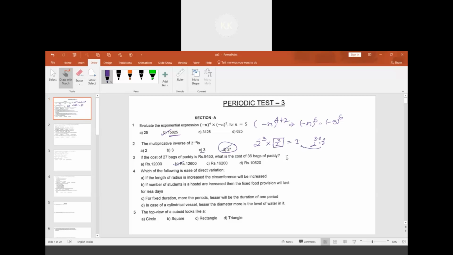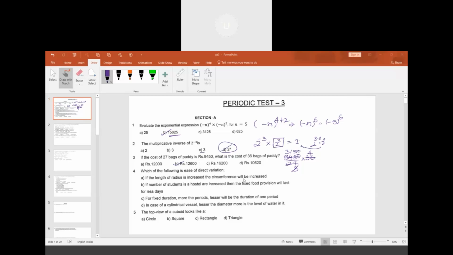If you want to follow the unitary method, it is 9,450 divided by 27 into 36. On simplification, certain things get cancelled. This is divisible by 9. 9 threes are 27, 9 fours are 36. We get 3,150 into 4, and if you do the product, you will get 12,600 rupees.